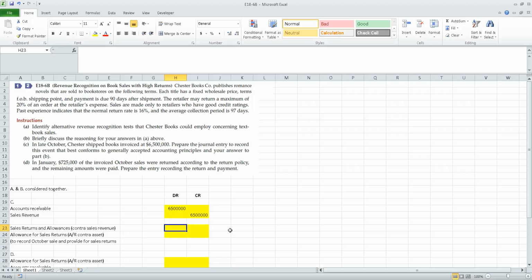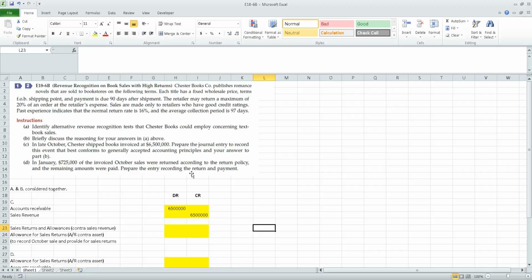We've got 2 choices here. If we wanted to be really conservative, we could use the 20% maximum return rate. That would seem to be a little excessively conservative, though, because based on historical norms, we only expect 16% of the sales to be returned. So it's probably better to go ahead and use the 16% return rate, because that's our best guess today of the dollar amount of these sales that will be returned in the future.